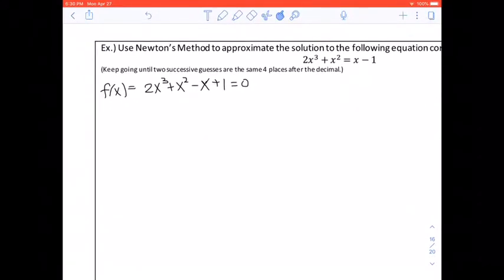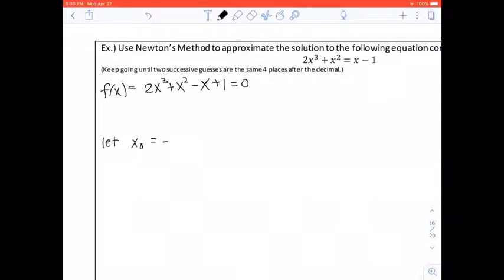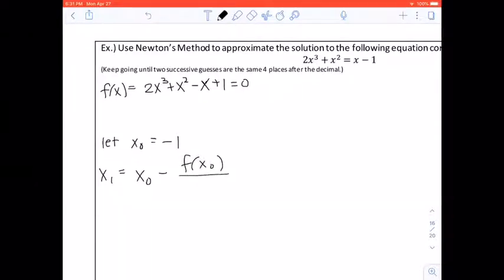So if I let x sub 0 equal -1, that's my first initial guess. I need to calculate my next value, which we'll call x sub 1, which is going to be x sub 0 minus f of x sub 0 over f prime of x sub 0. And so I have my function up above, and now I need to find the derivative of my function. So luckily it's a polynomial, so we have 6x squared plus 2x minus 1, which is our derivative.